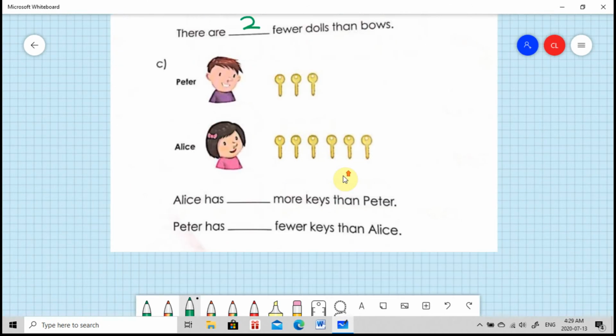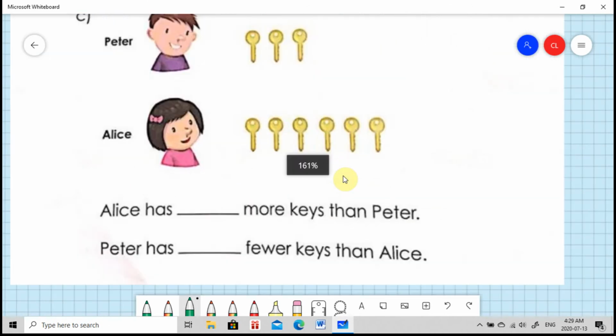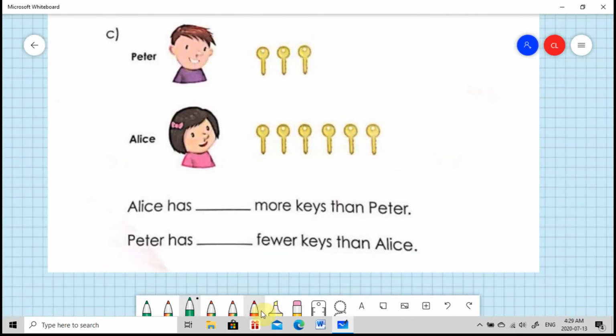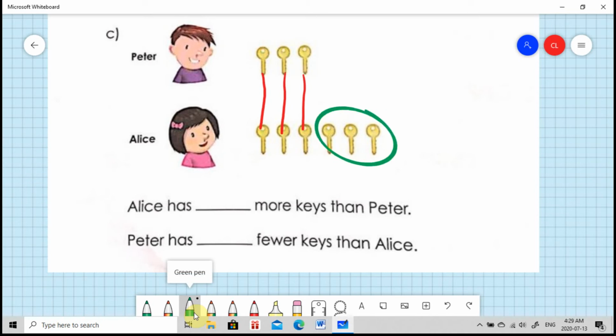Okay, now for this one, it's the same thing. We're going to match first, right? So let's match. We have Peter and Alice. We're going to match 1, 2, 3, right? So we have extra here. Alice has 3 more keys than Peter. We can see here Alice has 3 more keys than Peter.